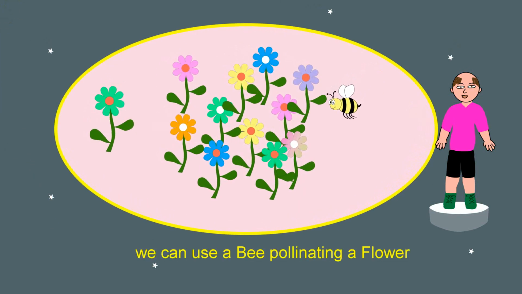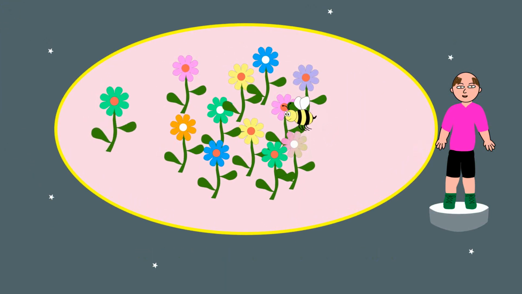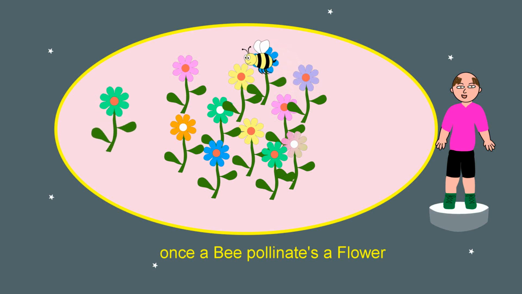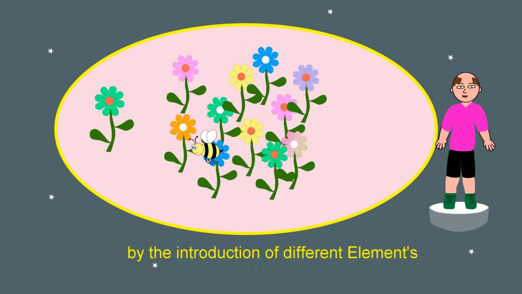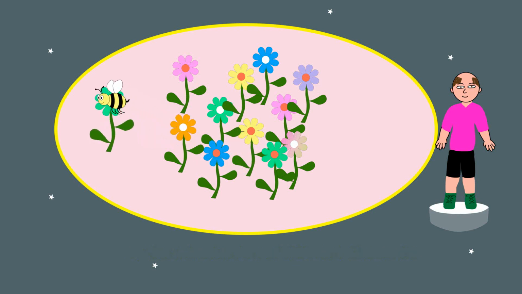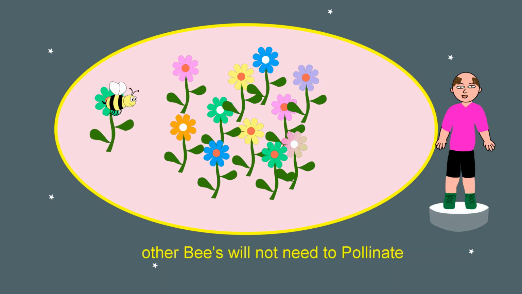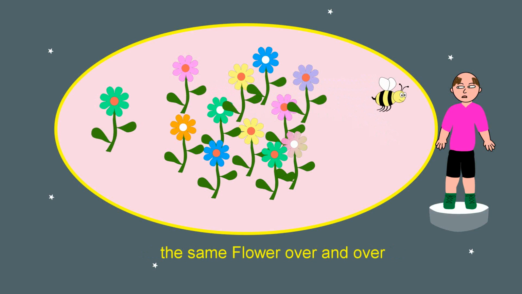We can use a bee pollinating a flower as an example. Once the bee pollinates a flower, the flower's harmonic is changed by the introduction of different elements. Thus, other bees will not need to pollinate the same flower over and over.